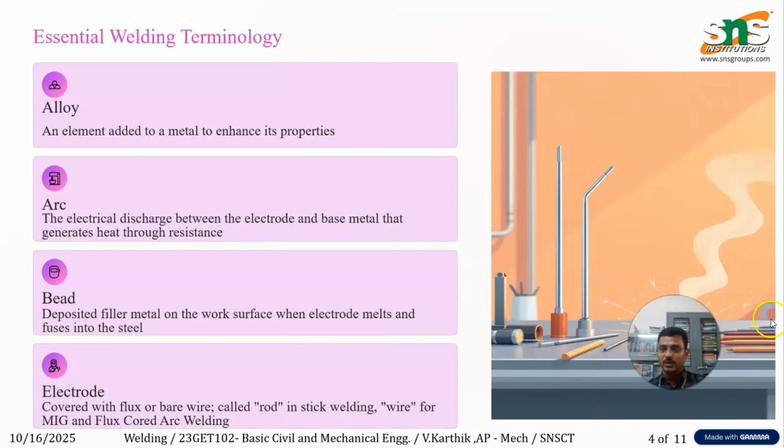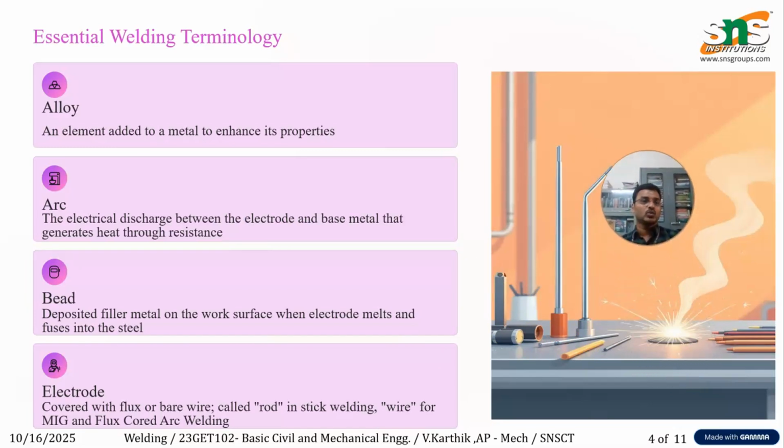Here are some of the welding terminologies we use: alloy, arc, bead, and electrode. Alloy is an element added to a metal to enhance its properties. Arc is the electrical discharge between the two electrodes. In our department we have arc welding, electric arc welding. Here we use the electrode as the filler material in the electrode holder, and we heat it to a temperature with the power source and use it for joining the two materials.